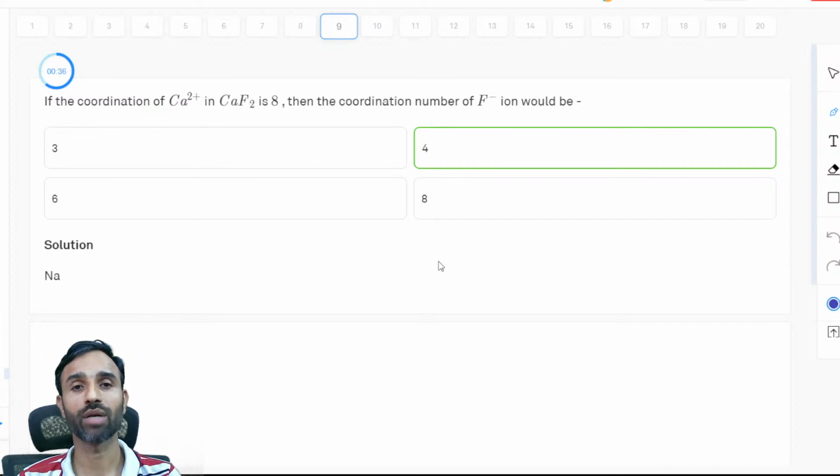Next question. If the coordination number of calcium 2 plus in CaF2 is 8, then the coordination number of F negative ions would be.